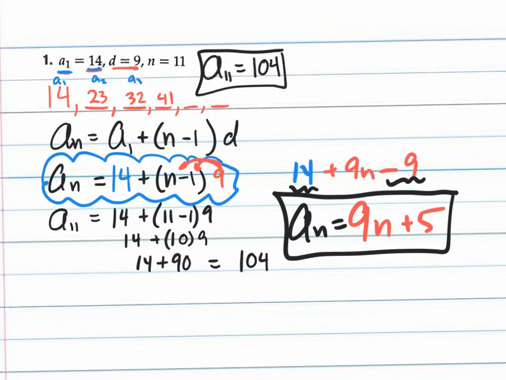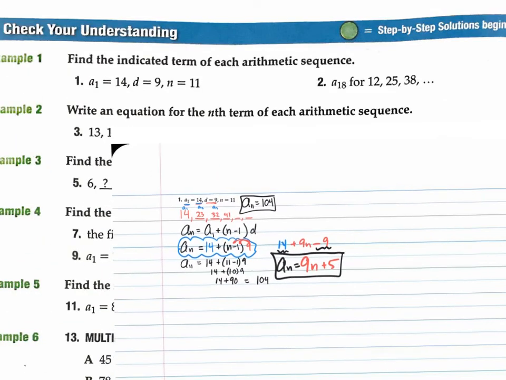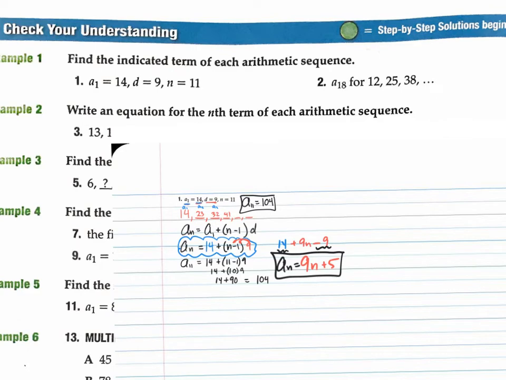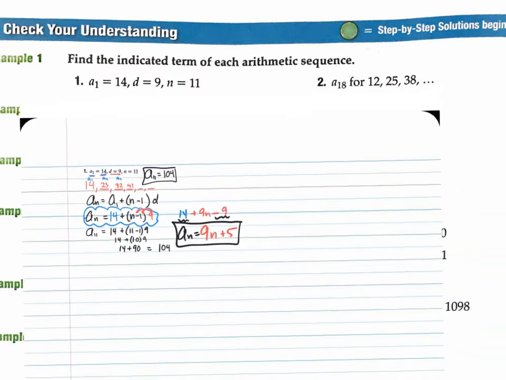Let's move on and go back to number 2. They want us to find this notation, which says a sub 18. So they want us to find the indicated term. They want us to find the 18th number for 12, 25, 38. So let's jot that question down in our notebooks.